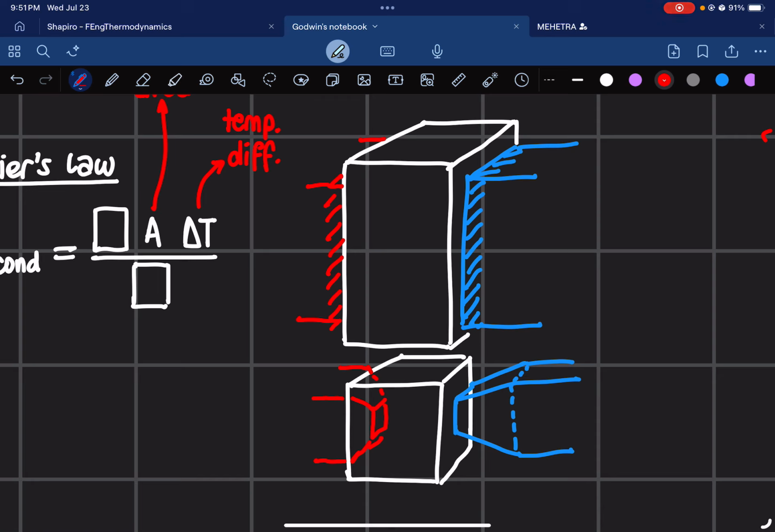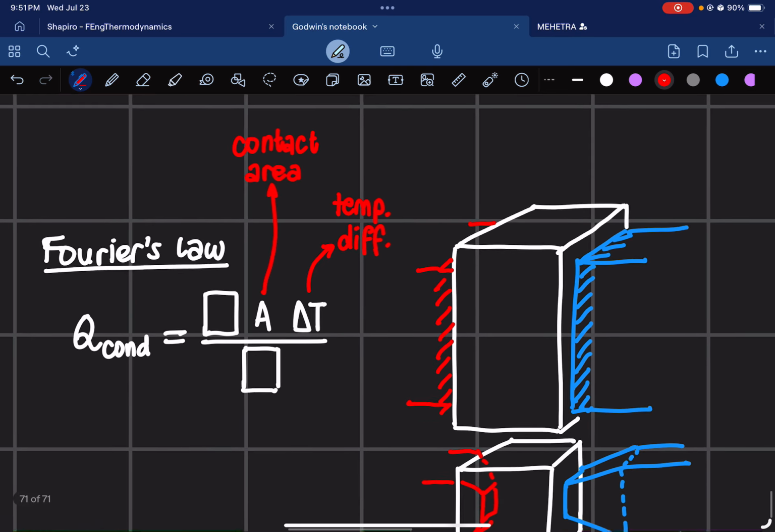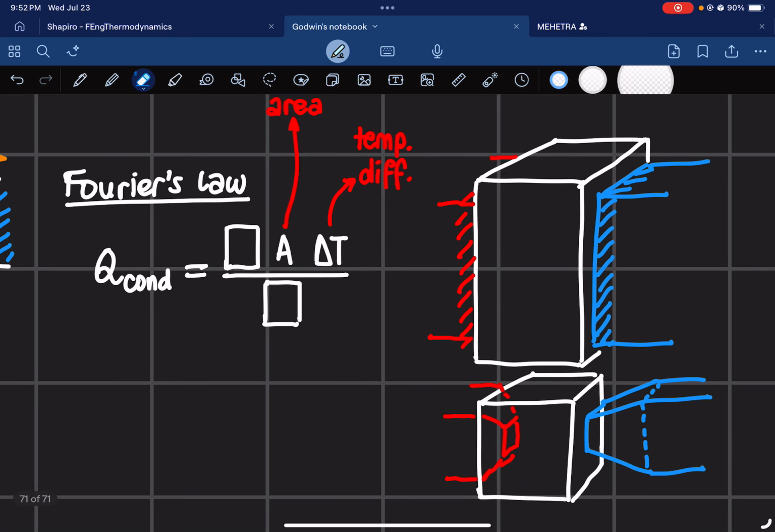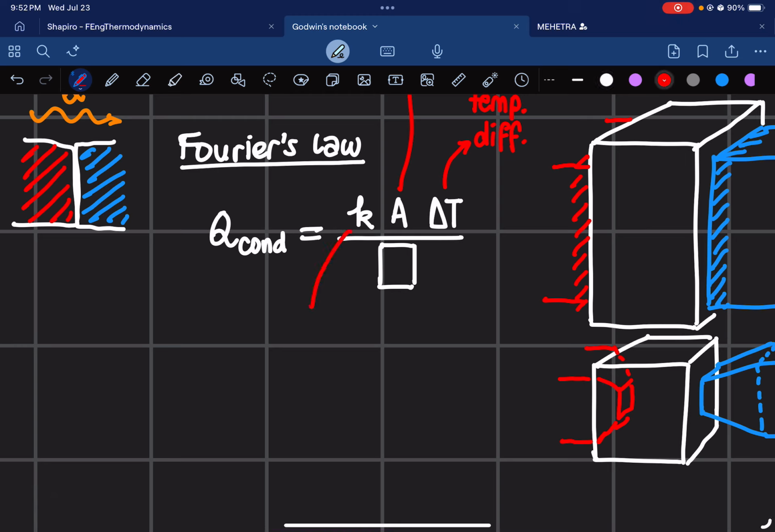However, ibang usapan na yan kapag metal, right? Metals are known to be thermally conductive. And now this is where that kind of material difference is going to be important. Different materials have different what we call thermal conductivities. Yun ang tawag sa kanya. Letter K is how we would denote this, right? Thermal conductivity.